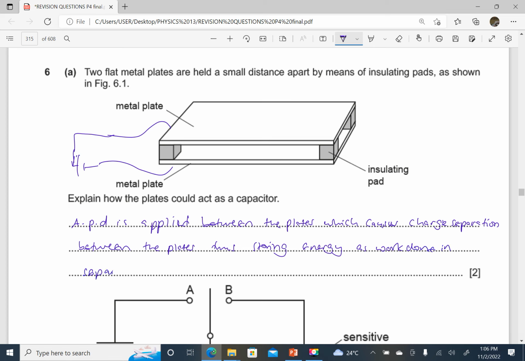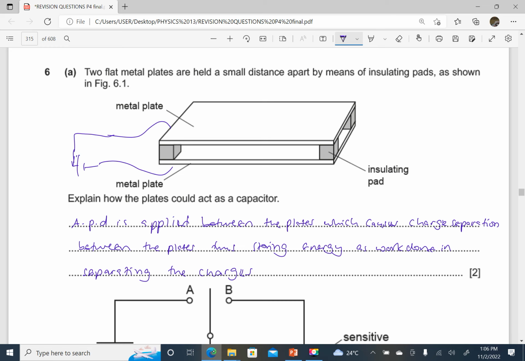So we must apply a PD between the plates. The PD is going to cause charge separation. As the charge separation work is done separating the charges, and the work done, remember, is the energy stored. That is how the plates will be used to act as a capacitor.